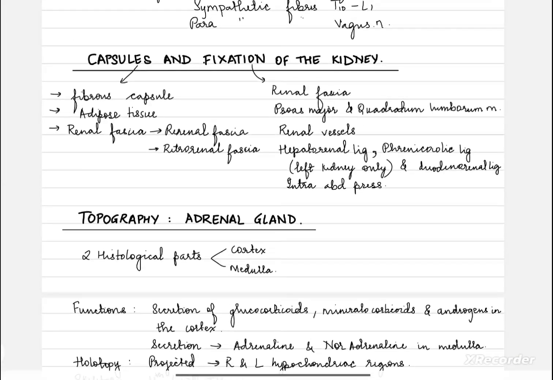Capsule and fixation of the kidney. Now for the capsule, there is the fibrous capsule, adipose tissue, and renal fascia and retrorenal fascia are present. Now fixation of the kidney is done by renal fascia, psoas major and quadratus lumborum muscle, renal vessels, hepatorenal ligament, phrenicocolic ligament of the left kidney only, duodenorenal ligament and intra-abdominal pressure.